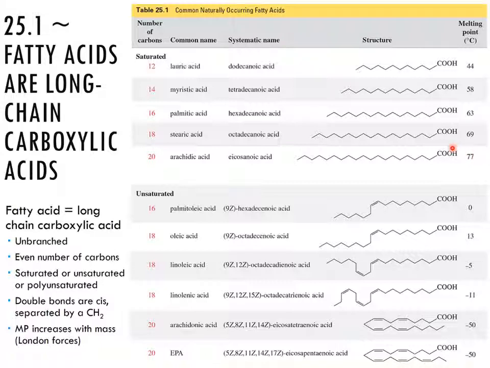If we compare the saturated versus the unsaturated, the saturated also have a higher melting point, and it does have to do with stronger London forces. When there's that little kink in the chain because of the double bond, they can't have as much surface area touching their neighbor, and so it's going to have a lower London force, which means a lower melting point.